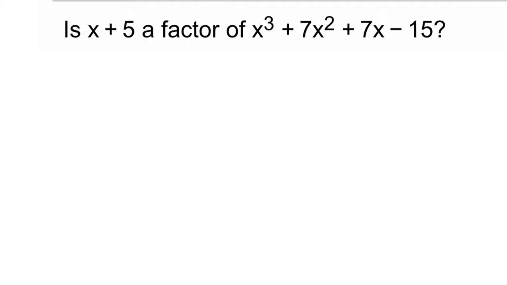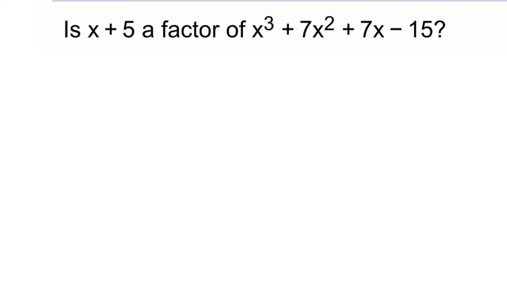Just like if you take the number 21. If you divide 21 by 7, we know it's a factor because there's no remainder. It's just 3. So likewise, if this is a factor of this, we should be able to divide the two and have no remainder. So synthetic division might be the quickest way to do this.